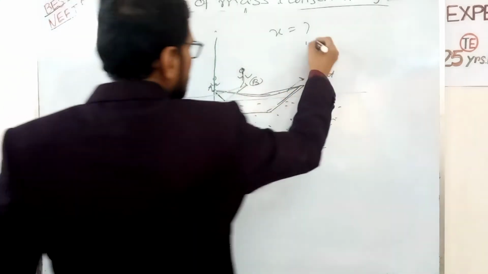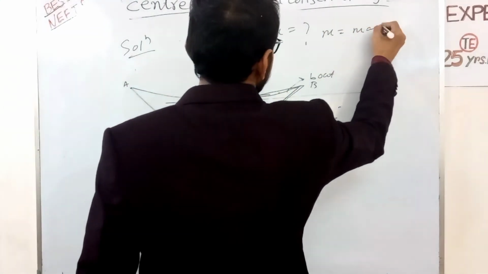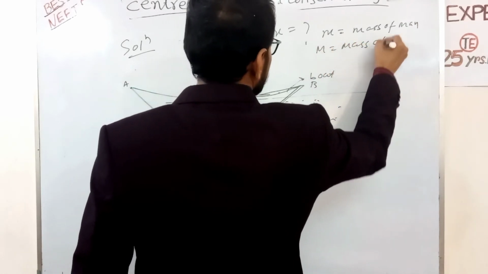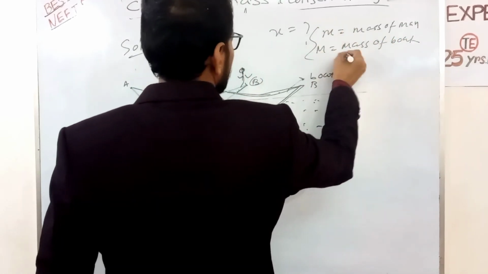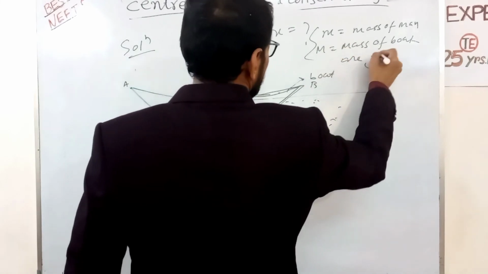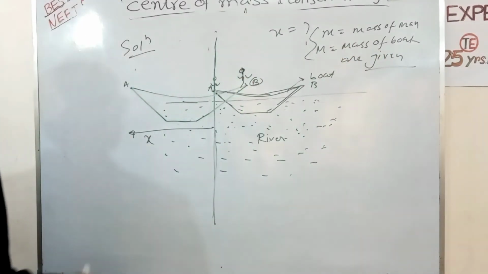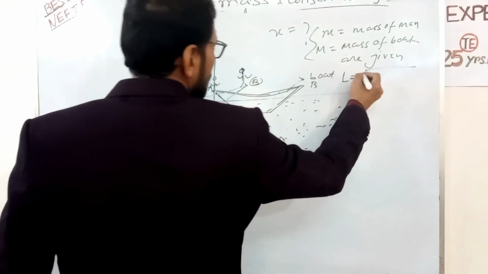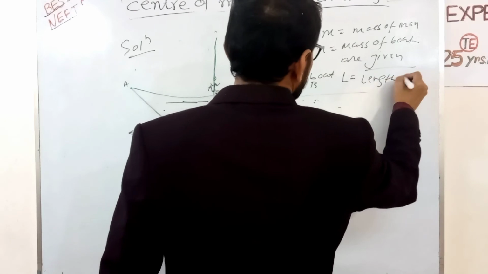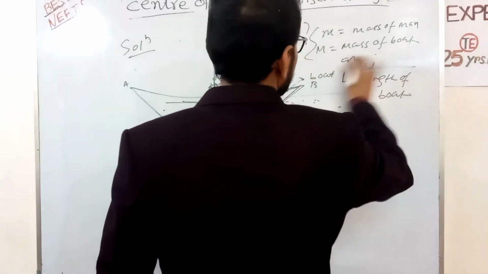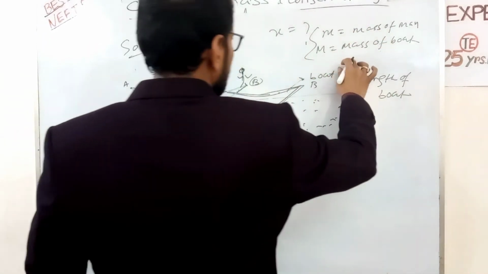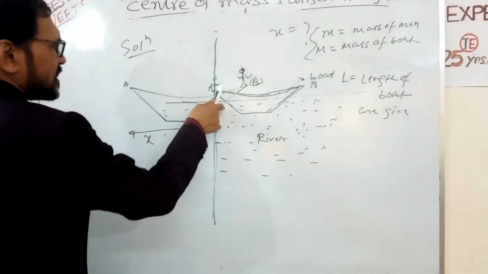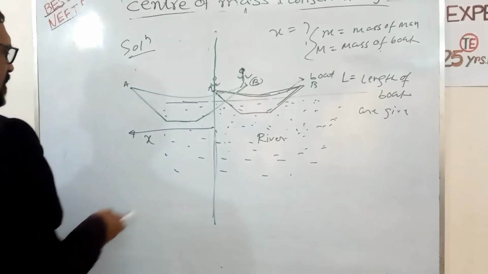Here small m is the mass of the man, and capital M is the mass of the boat, both are given. And the length of the boat is given. Here mass of man, mass of boat, and length of the boat are given. So when the man reaches this end, what is the displacement?